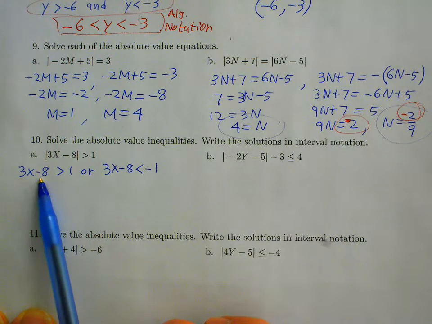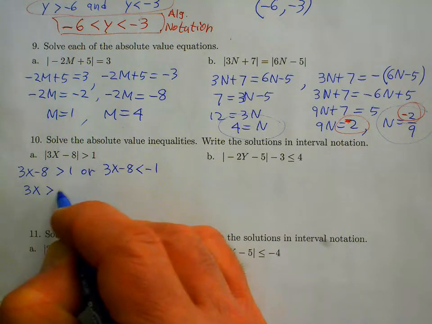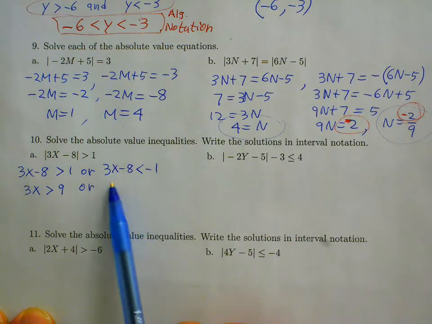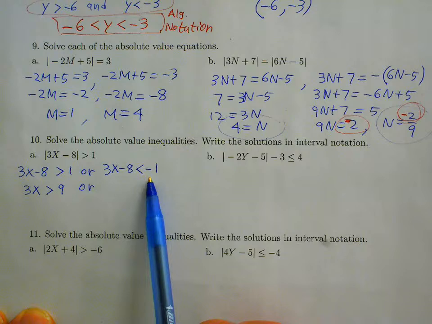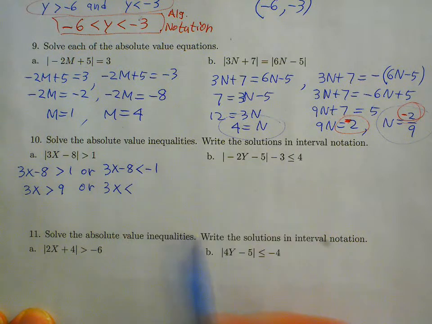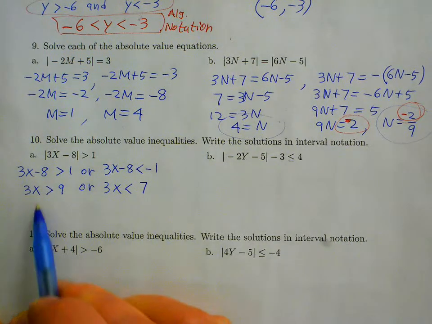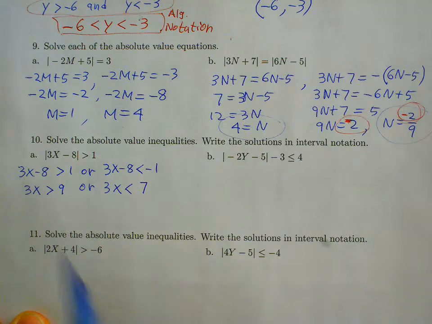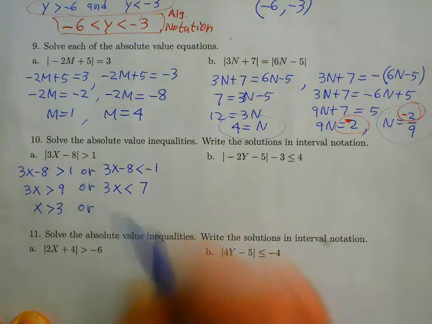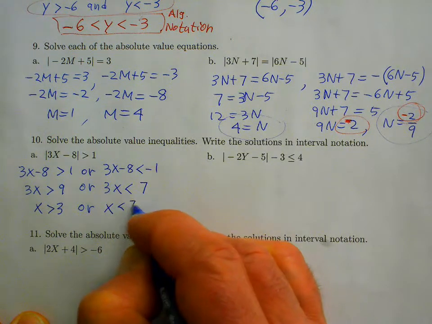Then we solve each of those. So add 8 to both sides. We get 3x is greater than 9. And then we'll start the one on the right. 3x minus 8 is less than negative 1, so we add 8, and we get 3x is less than 7. Then on the left, 3x greater than 9, divide both sides by 3, we get x is greater than 3. And then or 3x is less than 7, x is less than 7/3.